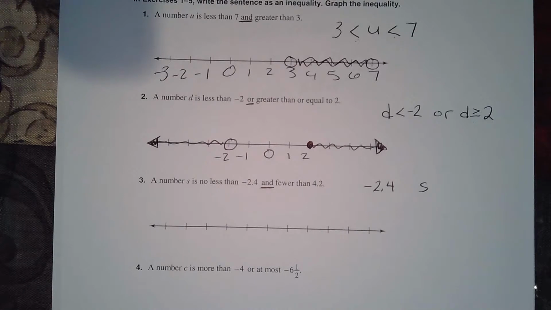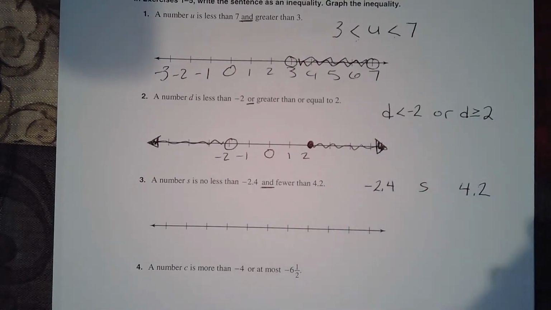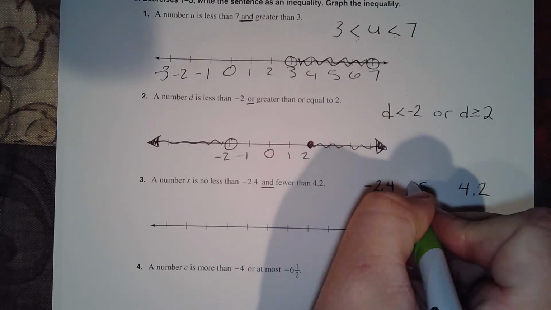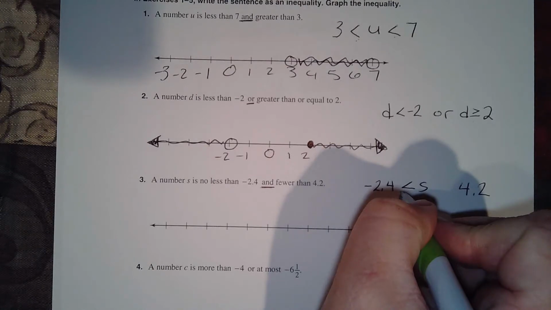Let's pick up where we left off. A number S is no less than negative 2.4 and fewer than 4.2. So what it's saying is when we write our numbers, like I was starting before the dog started barking, 2.4 is on the lower half and 4.2 is on the upper half. The inequality signs are going to tell a story. S is no less than. So that means it can't be any fewer than this. But it can be equal to. No less than means it can be equal to it.